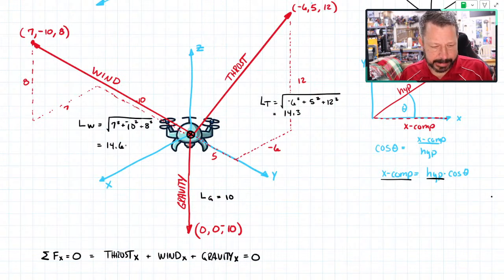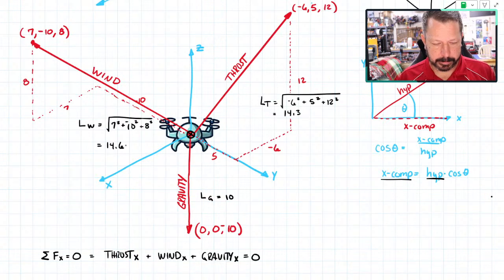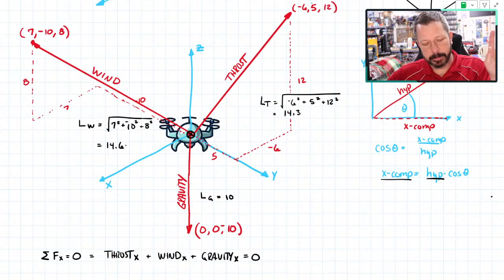So now I've got these lengths, and let's go back to our equation. We'll come back to those lengths. We need them in a minute. I was just preloading them. Now, what we wrote is summation of forces in x equals 0. We wrote that we need to add the x component of thrust to the x component of wind to the x component of gravity, and they all have to add to 0.